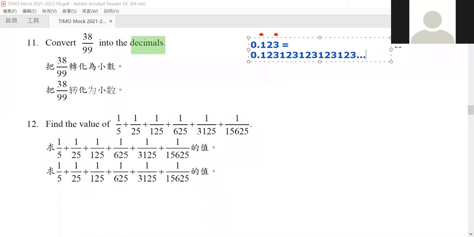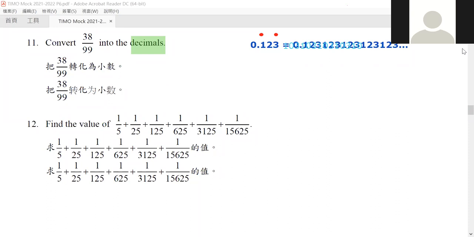But we just keep on repeating the pattern in here. So this is called a recurring decimal, or sometimes we call it an infinite decimal. Whenever we write a recurring decimal, it is always interesting to say that a recurring decimal can always be converted into a rational number.